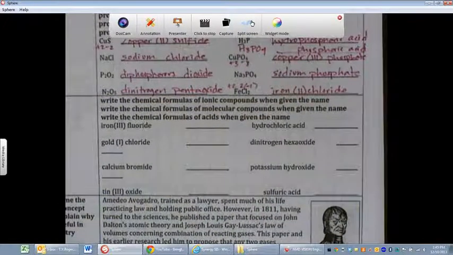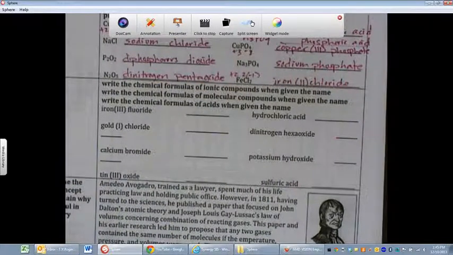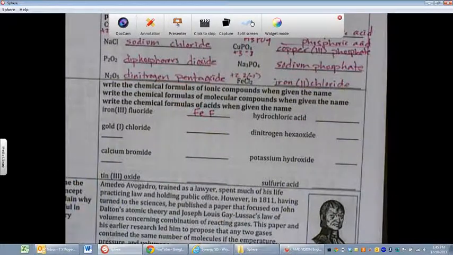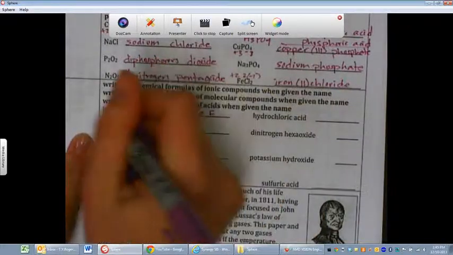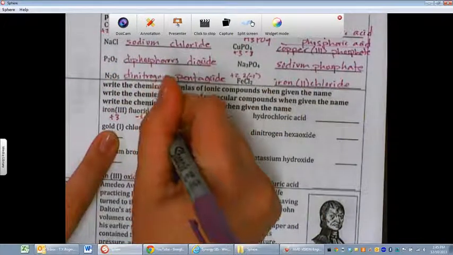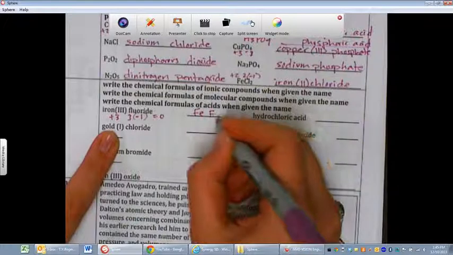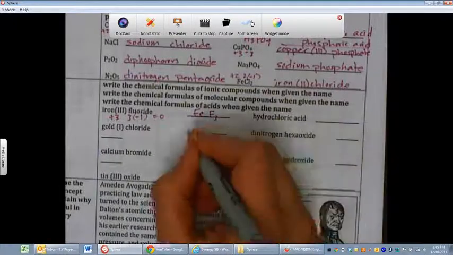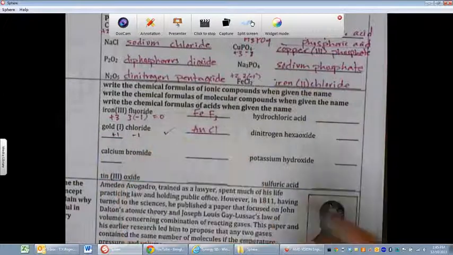Okay, for the next section, I'm doing the opposite. So I have iron, stock number 3, chloride. So I've got Fe and Cl. Then you need to balance your charges. Remember, this 3 does not mean how many, it's your charge. Chlorine is -1 and iron's +3. So for this to equal 0, I would need 3 negatives. So that's FeCl3. The next one, I've got gold and chlorine. So AuCl. Gold's +1, chlorine's -1, it's already balanced.